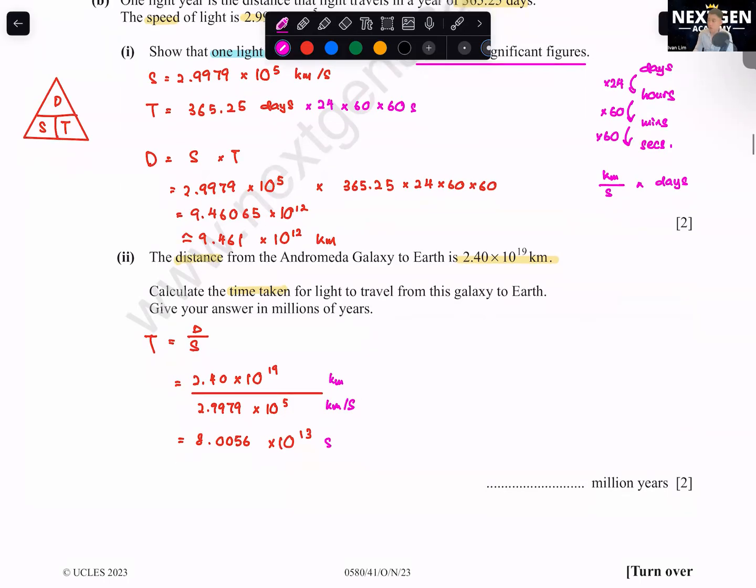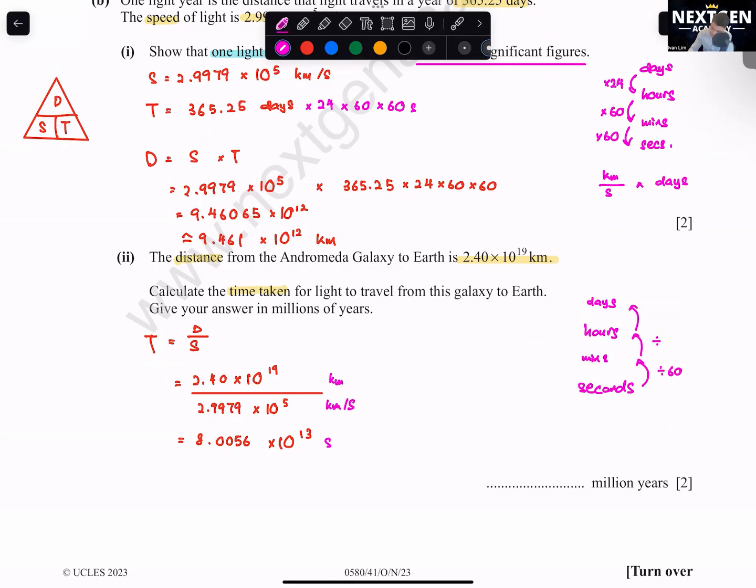Then, what you got to do, you change this second into days. Years. Okay, how to change seconds to years? Seconds to years. Seconds, minutes, hours. After hours is days. Okay, so you need to go like that. Go up, go up, go up.